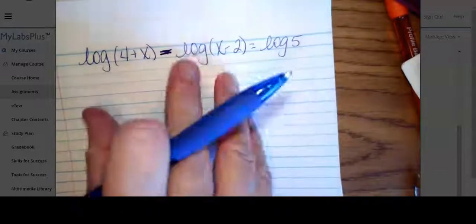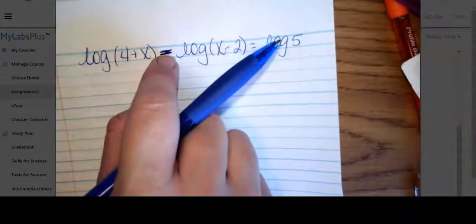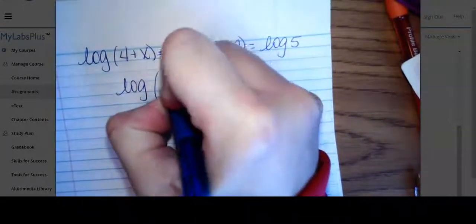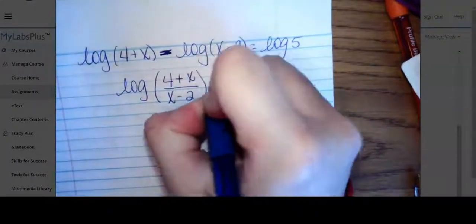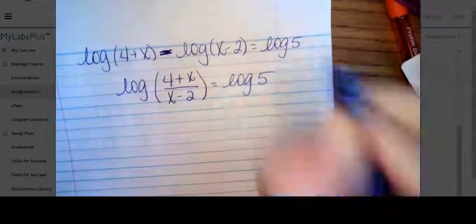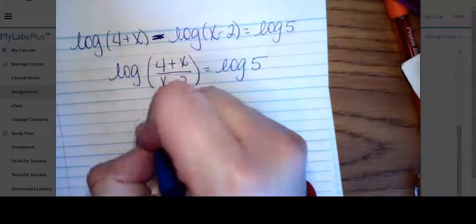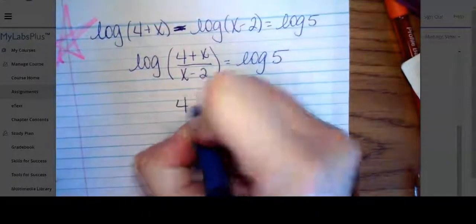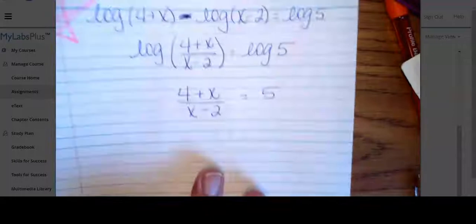All right, so my format is logs equal to logs, but I need a single log. So I need to condense. If it's subtraction on the outside, it's division on the inside. So I'm going to have a single log of 4 plus x over x minus 2. And that's going to equal log 5. So now that I've got logs equal to logs, I'm just going to grab the arguments and mess with them. So, oh, you better check your answer, okay? I keep forgetting my pink star. All right. So I've got 4 plus x over x minus 2 needs to equal 5.